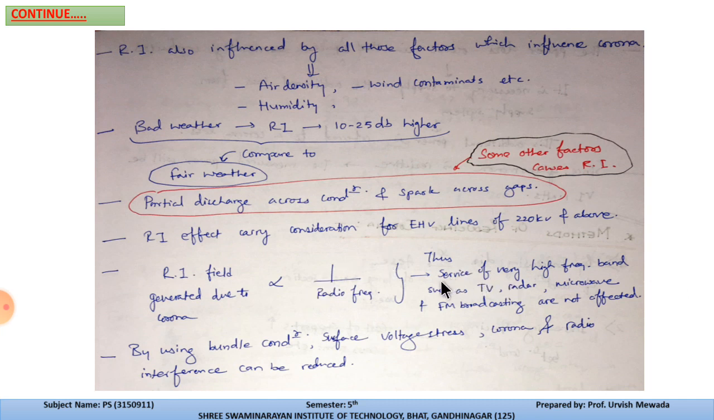Now by using the bundle conductor, surface voltage stress, corona and radio interference can be reduced. If we use the bundle conductor, it will minimize the surface voltage stress, corona and radio interference. It is advisable to use bundle conductor to minimize such problems.